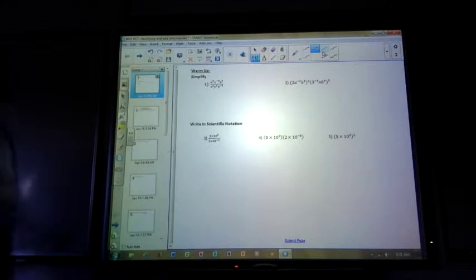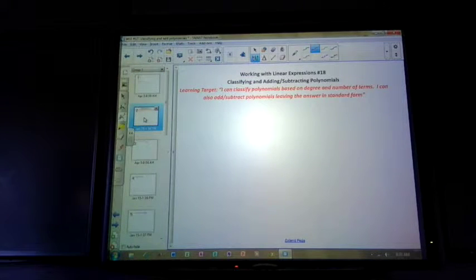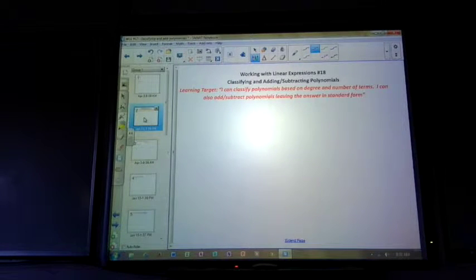All right. Can I go to the next slide? Working with linear expressions, this goes along with 18, classifying and adding/subtracting polynomials. Learning target: I can classify polynomials based on degree and number of terms. I can also add and subtract polynomials, leaving the answer in standard form. So a few things to know.